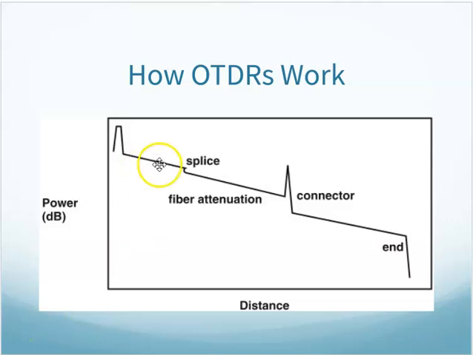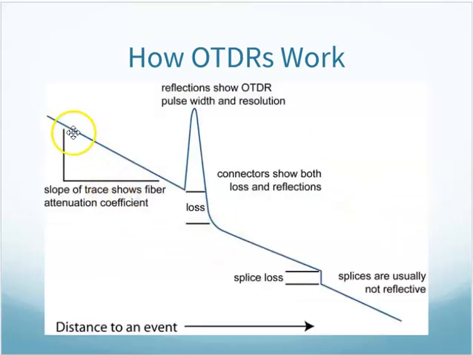Here's a little bit closer look at a splice along the way, connector, end. I think I have another one here as well. The slope shows you the actual attenuation, how much signal loss you're getting. This is a reflection back from a connector, letting you know loss. A smaller drop like that is usually a splice, and then it trails off to the end. That's the actual end of the cable.